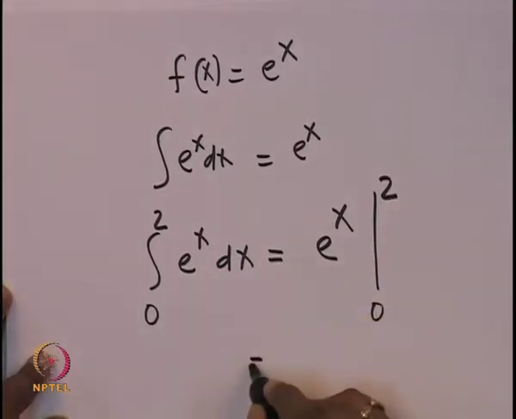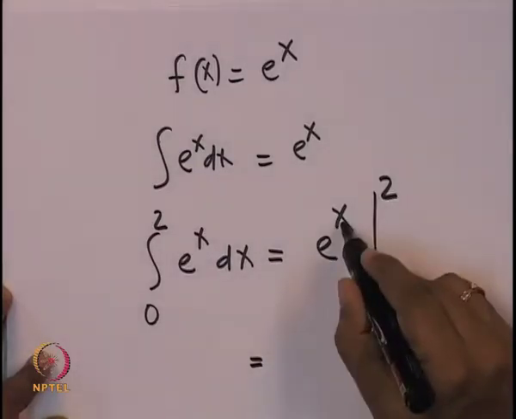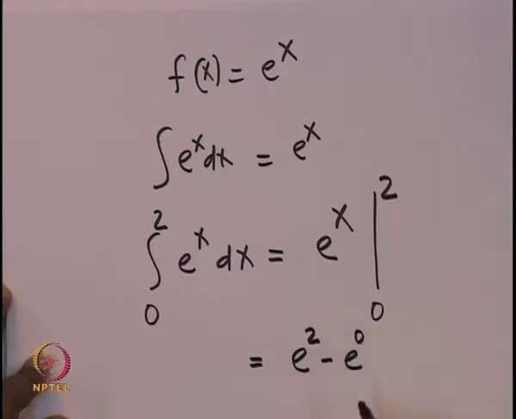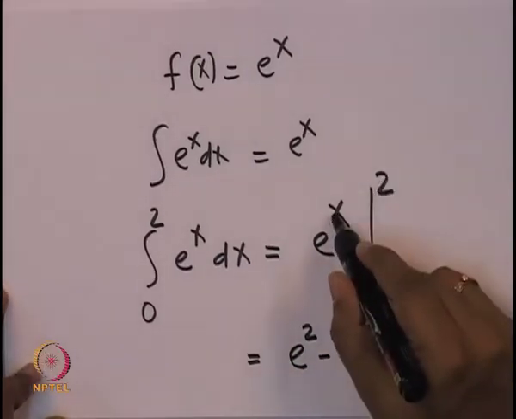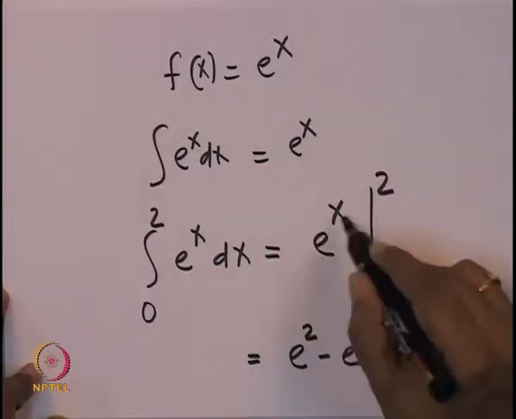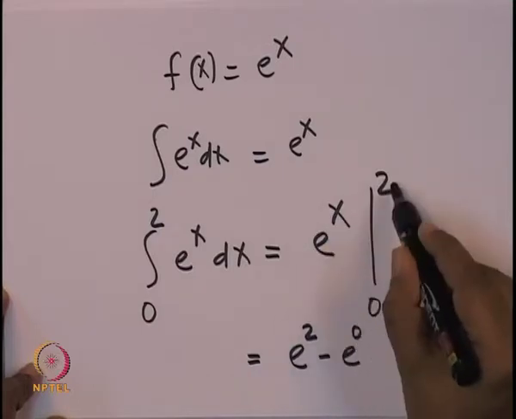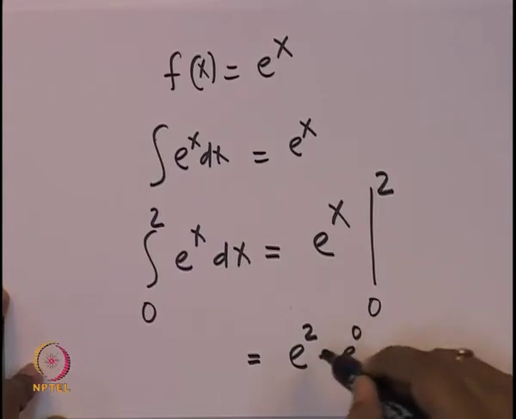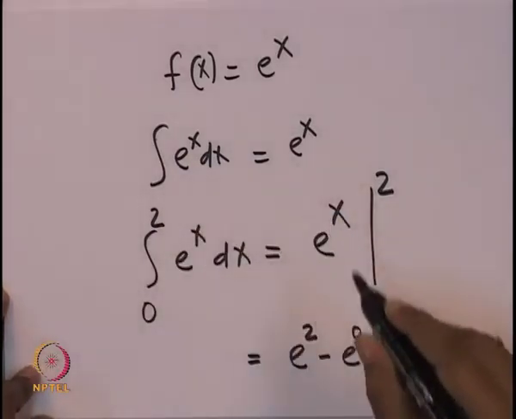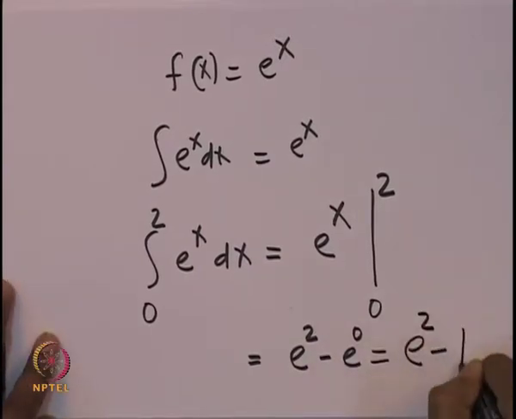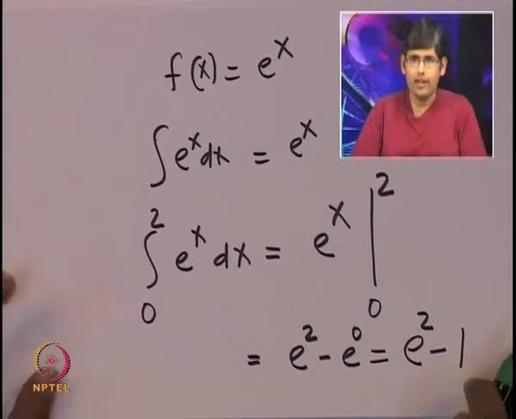This means that you substitute x equal to 2 first, that is e power 2, minus e power 0. First evaluate the function at the upper limit, that is x equal to 2, then evaluate the function at x equal to 0, and this difference is the answer here. So, this is nothing but e power 2 minus e power 0, which is 1. So, this is the answer. We know the final answer.